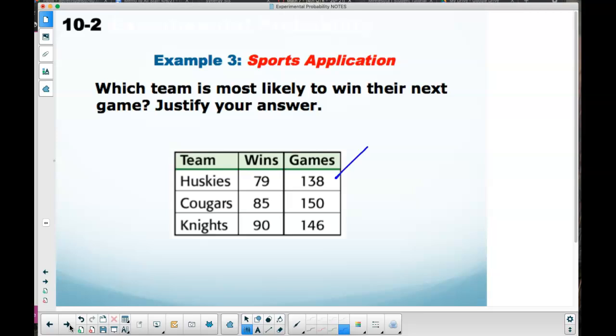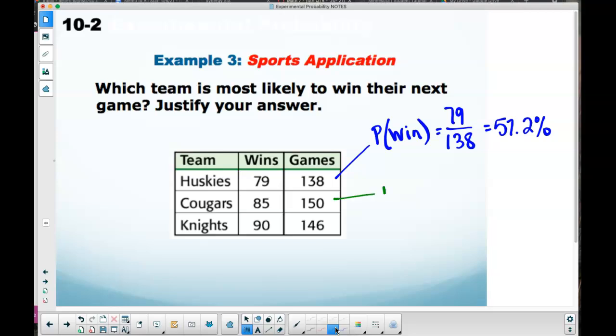Okay, let's start with the Huskies. We want to know the probability that they will win. And in this case, it's 79 wins out of how many total? 138. Okay, so use your calculator. What is that as a percent, rounding to the nearest tenth? What percent is that? Go ahead, Tyler. 57.2%.